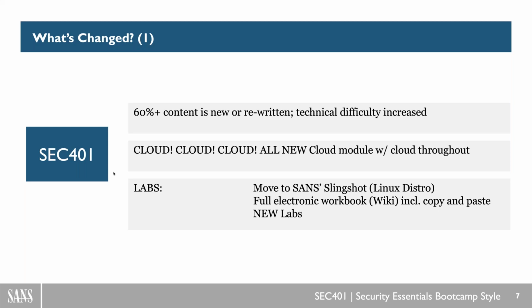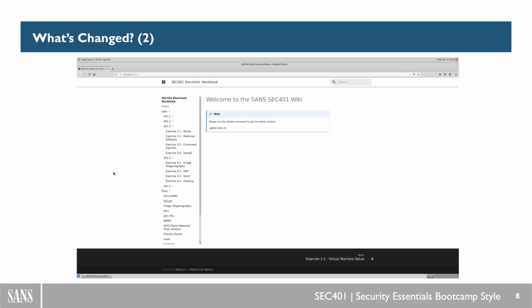We added some exciting new labs, but perhaps the most interesting and most exciting update above and beyond when it comes to labs is the idea that we move to a full electronic workbook, an electronic wiki. For the wiki, it's built right into your Slingshot Linux distribution. And here's a very simple screenshot of what I'm getting at. We've taken all the labs and made them digital. You can easily go through the labs, repeat and review on your own. And we've even included the ability to do copy and paste.